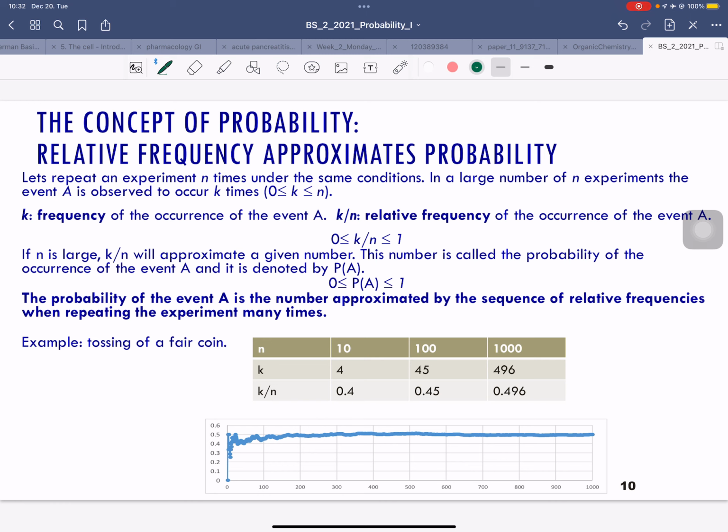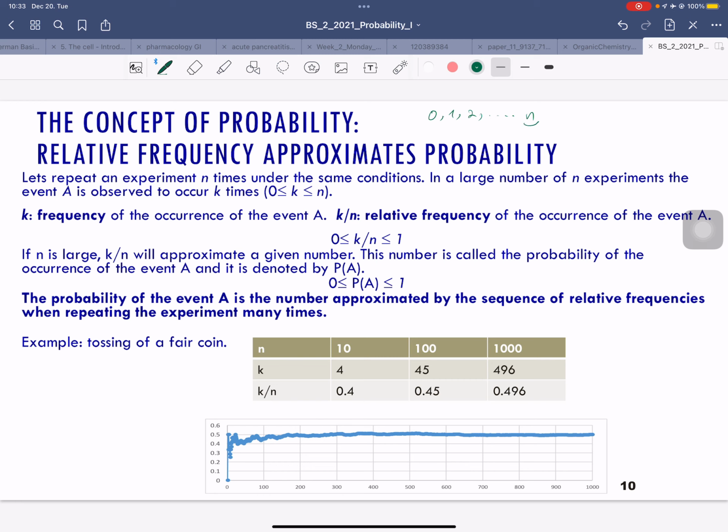Now we go to the concept of probability and relative frequency approximates probability. It's very easy. For example, if we repeat an experiment n times, every time we can find the outcome. For example, I start with rolling a die, from 0, start 1, 2, and go, for example, n times. In this case, as you see here, start rolling the die n times.